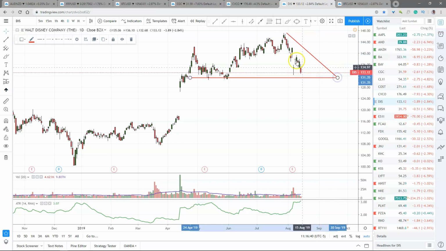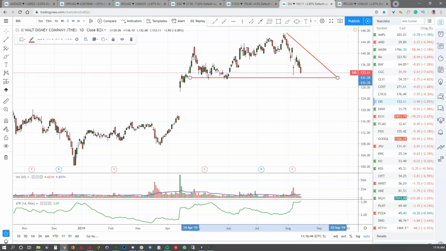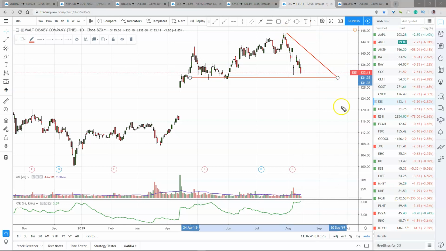But I'm going to be watching for this to happen because, as I mentioned, I would anticipate price to bounce from this level here and come up here and make some other consolidation before it actually does that. So keep an eye on Disney if you want to see how a descending triangle forms.